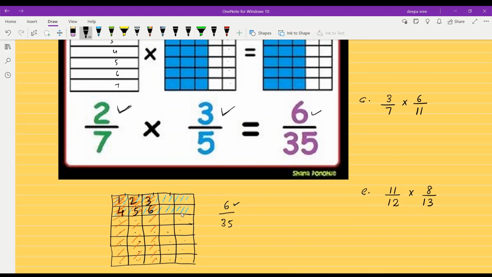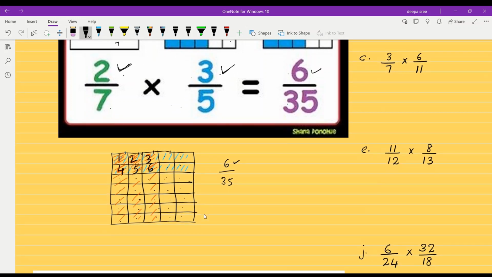From this we can understand, if we multiply the numerators, you can see that 2 is the numerator of the first fraction and 3 is the numerator of the second fraction. When we multiply the numerators 2 into 3, we get 6 as the numerator, and multiplying the denominators 7 and 5, we get 35 as the denominator. So multiply the numerators and multiply the denominators, and get the result, that is the product of the fractions.